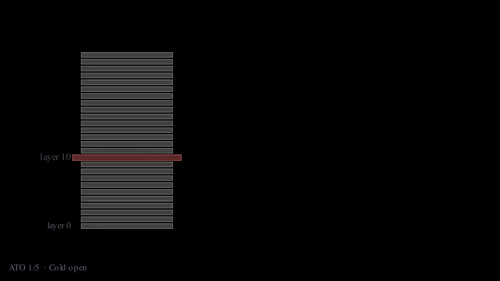Somewhere, inside a 2 billion parameter language model, at layer 10, a tiny detector switches on. Its job is oddly specific. It fires whenever the text the model is reading is formatted as JSON.